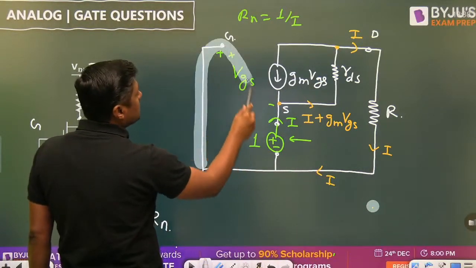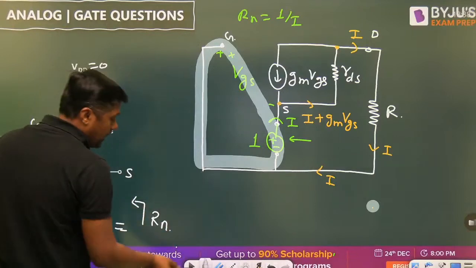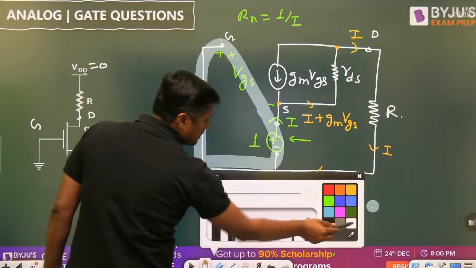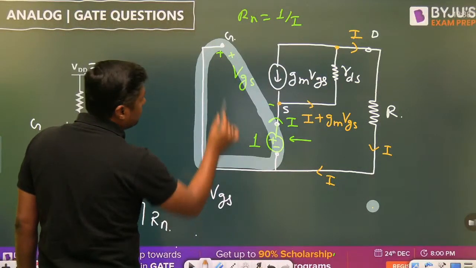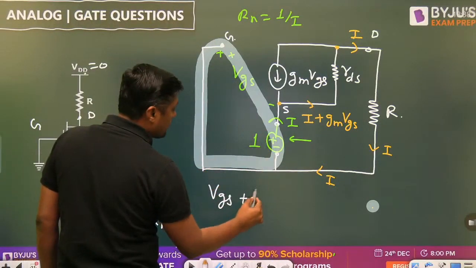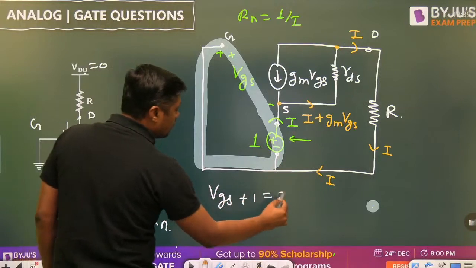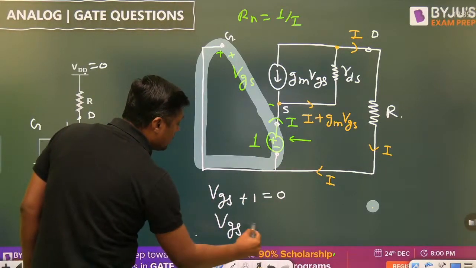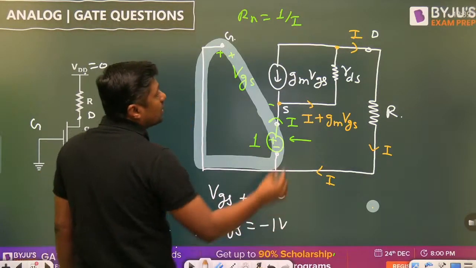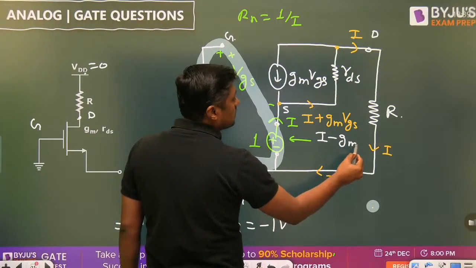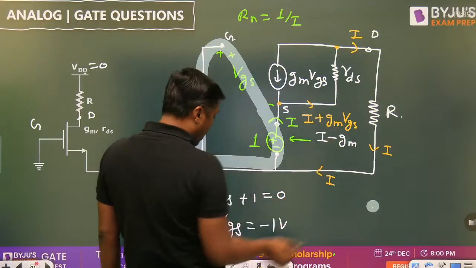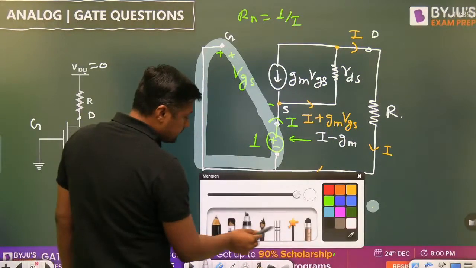KVL in this path. So when I am writing the KVL in this path, this will become VGS plus 1 volt is equal to 0. So VGS is equal to minus 1 volt. So this will become I minus gm, I minus gm.